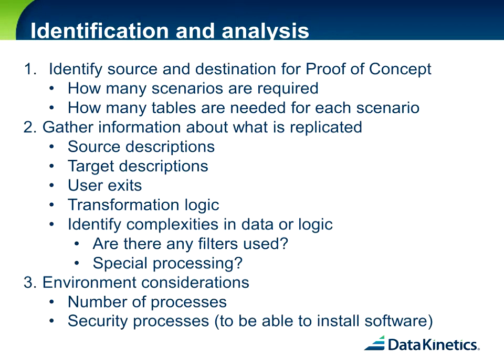So identification and analysis, what goes into it? The first thing you have to do is identify the source and destination for any tables or any data that's going to be used in the proof of concept. And you need to look at how many scenarios are involved, and how many tables are needed for each scenario. Then gather information about what is to be replicated. You need the source descriptions: what exact data, what the table columns are, types of indexes and things like that, and target descriptions, similar information, and any user exits that are being used.